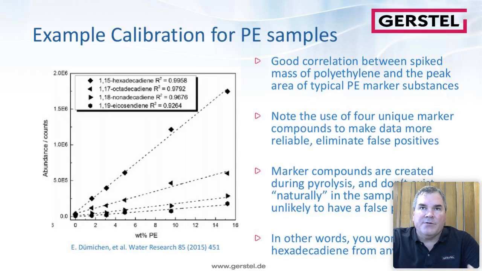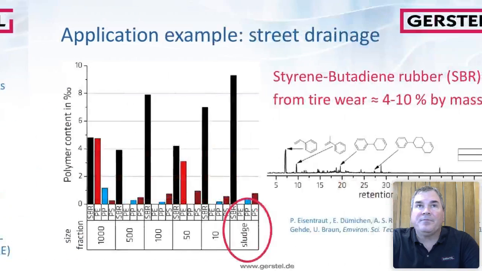So the marker compounds occur during pyrolysis. They do not occur naturally, and you can't get false positives. It really knocks down your chance of getting a false positive. Like I said before, you won't find these decomposition products in the natural environment.